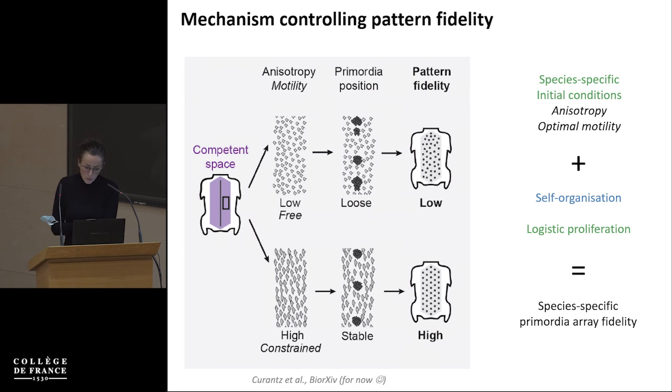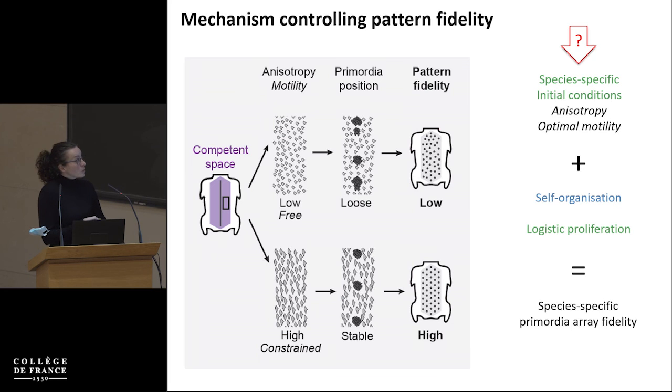So of course now what we're trying to find out is what controls these species-specific initial conditions. Is it arising through instruction? We have good reasons to think so. We also investigate the role of mechanical stress and material properties in the acquisition of these species-specific initial conditions.